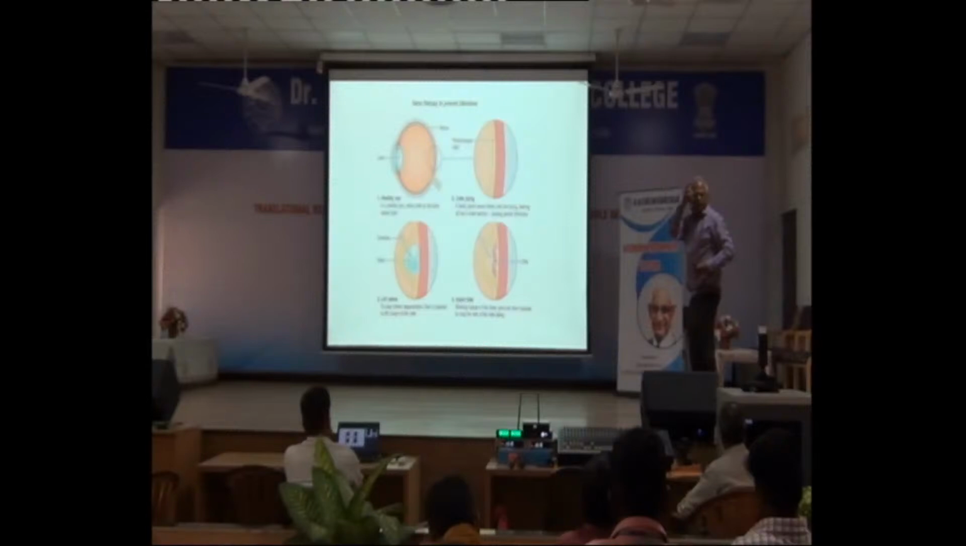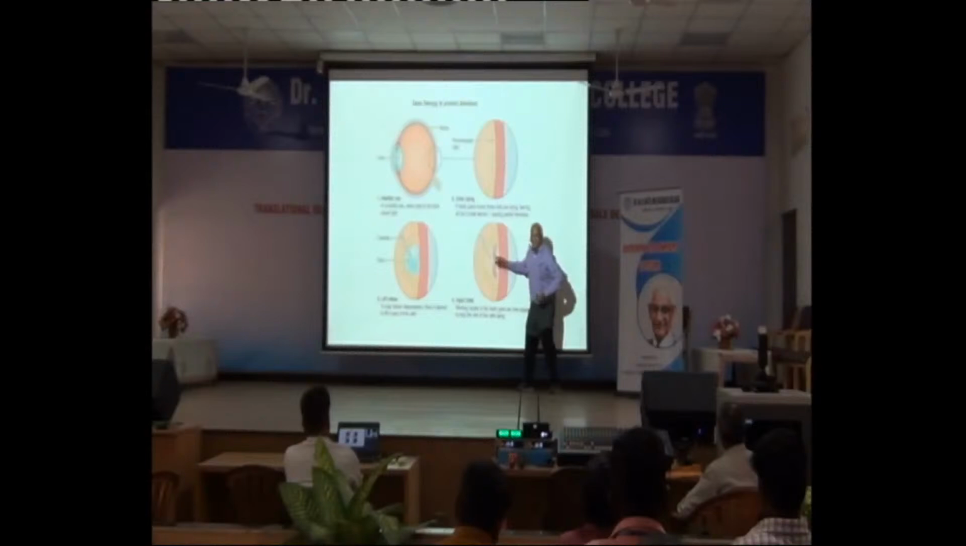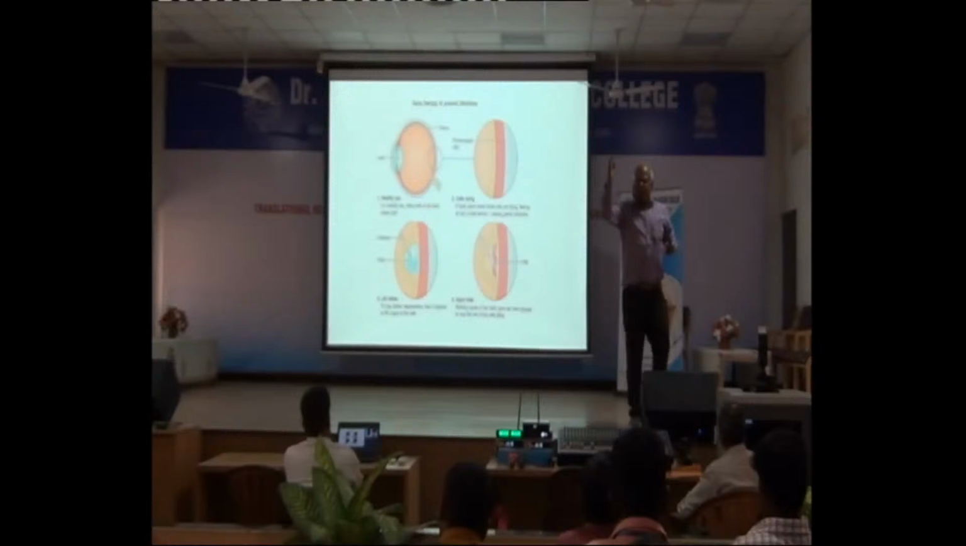Subretinally, this is the eye, the back of the eye. You put it here. And then, using homologous recombination, the defective gene is replaced and the normal gene is attached. Then after 2 or 3 months, the visual acuity is very high for the patient.